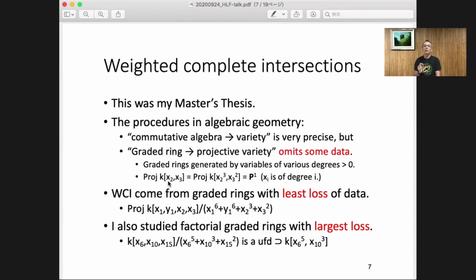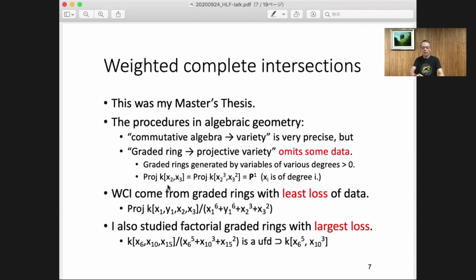So I was curious, and in that sense, weighted complete intersections come from graded rings with least loss of data. I will not make it very precise, but an example is k[x1, y1, x2, x3], of degrees 1, 1, 2, 3, and an equation of degree 6. The opposite is the following. I also studied the factorial graded rings with largest loss.